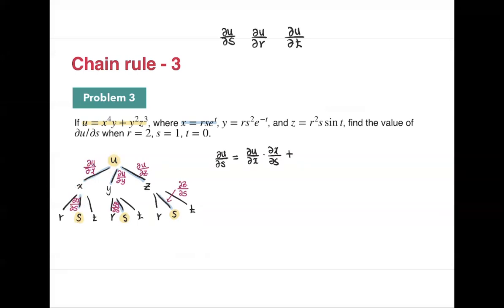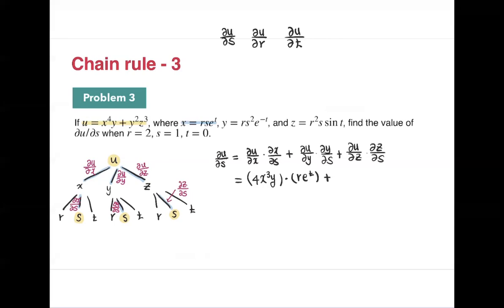Plus, we add the second path, du/dy times dy/ds, plus the last line, du/dz times dz/ds. Okay, so by this equation, we can get du/dx here. So we get 4 times x cubed y times dx/ds. This one is from this one. So if we take a partial derivative, then we get r times e to the t plus du/dy.